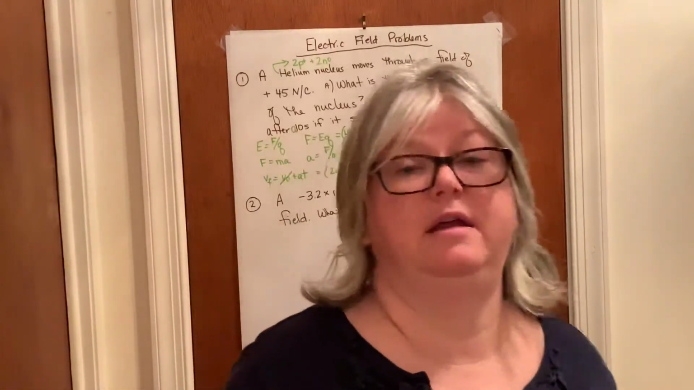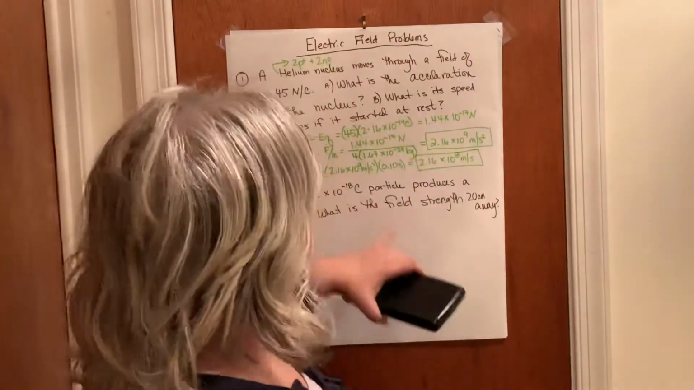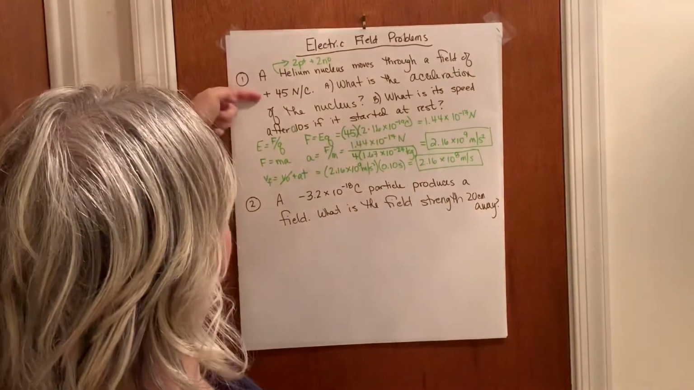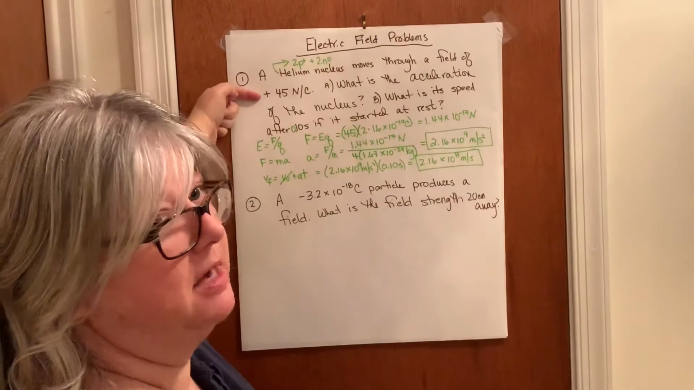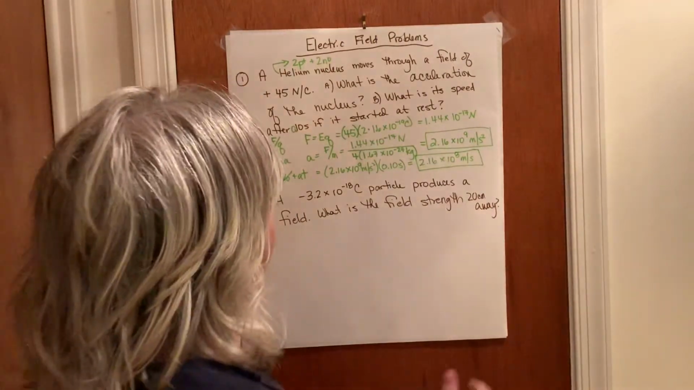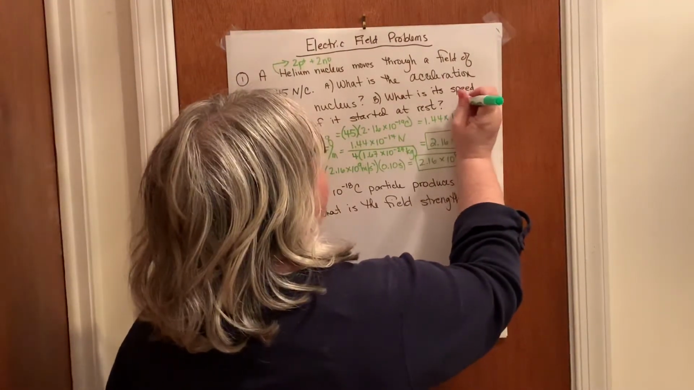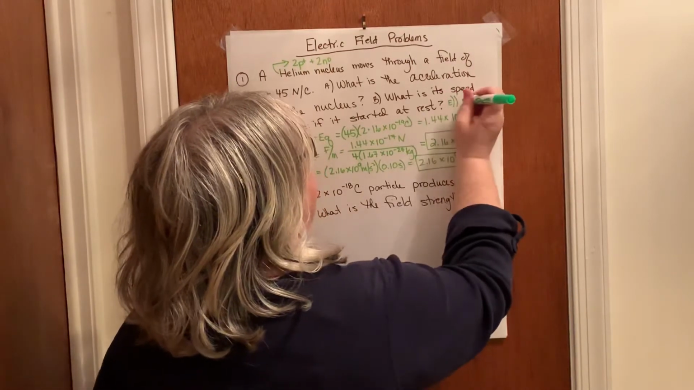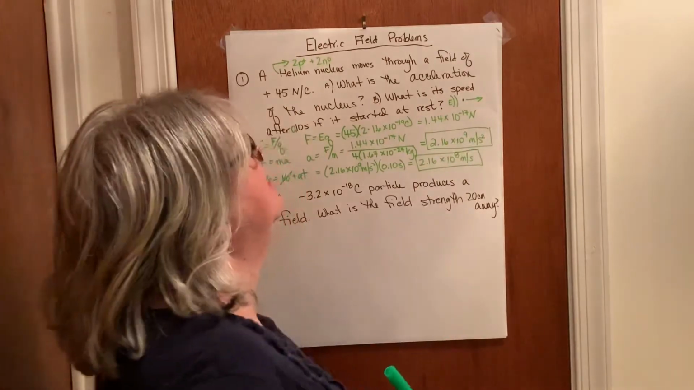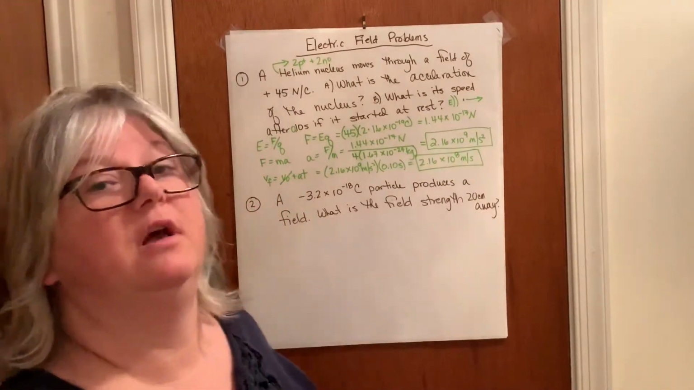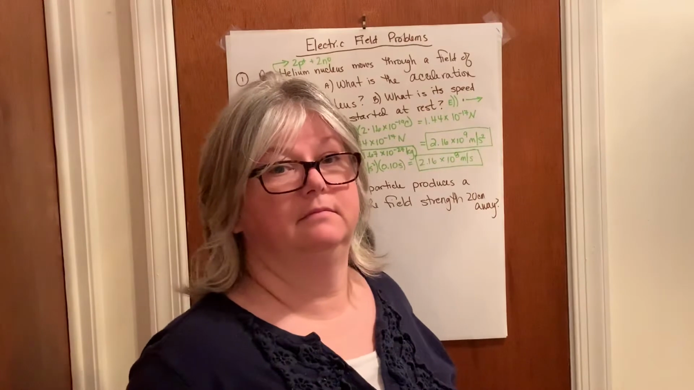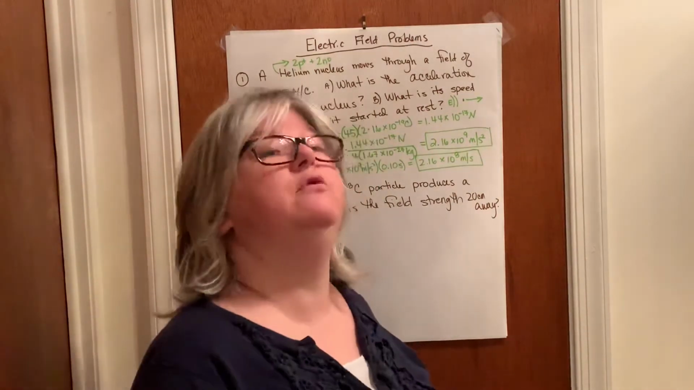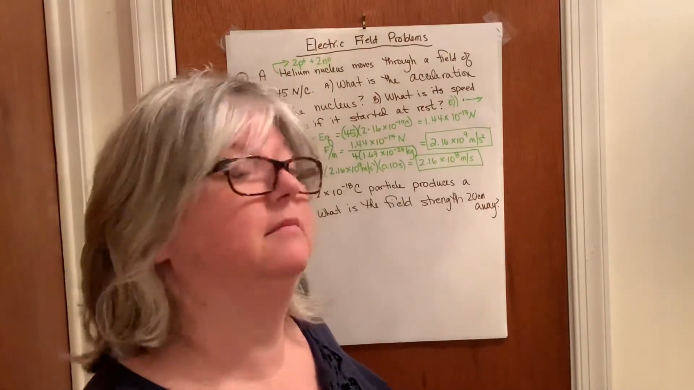Now, there's one more thing to talk about with this problem. Because this nucleus is positive and this field is positive, my particle is going to move in the opposite direction of the field. If my particle was negative, it would move toward the field. Opposites attract.